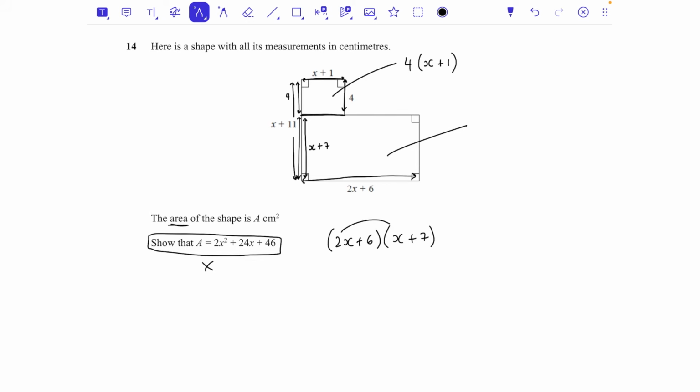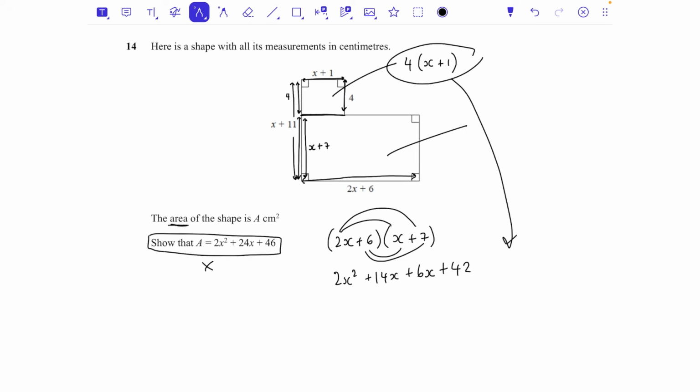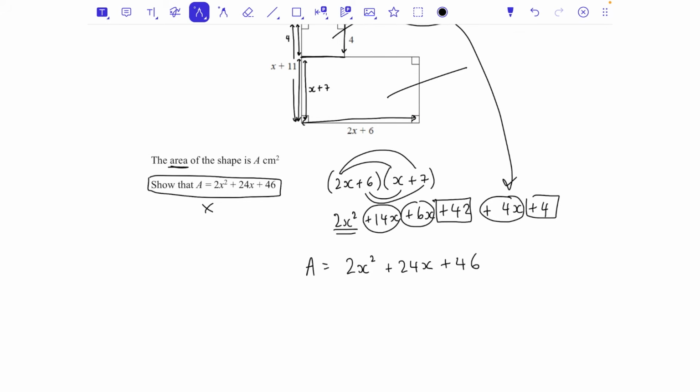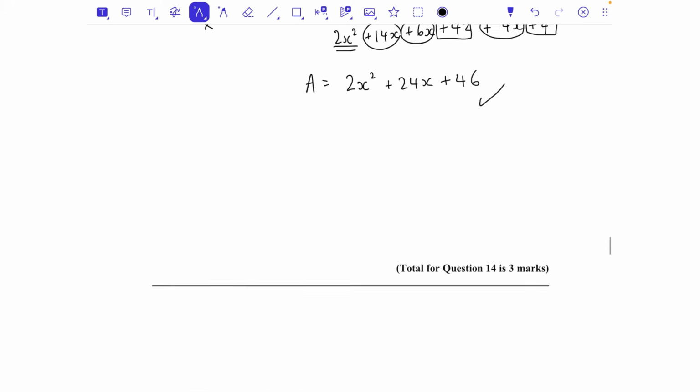Let's expand that out. 2x squared, add 14x, add 6x, add 42, and then we're going to add on this area as well, which is 4x add 4, because you're doing 4 lots of x and 4 lots of 1. There we go. Collecting all of that together, the area is 2x squared. Got x squareds coming from there, and then I've got 14x, 6x and 4x. They're my like terms. They will come together to make 24x, and then I've got 42 add 4, which is 46. So there we go, that's what we wanted and we've got it exactly the same, 3 marks.